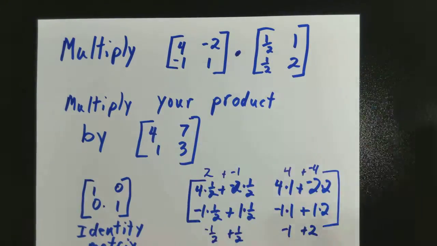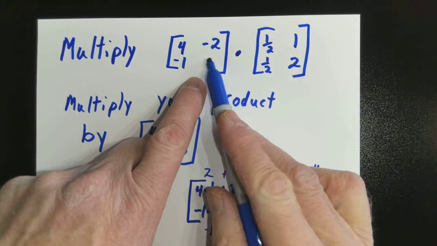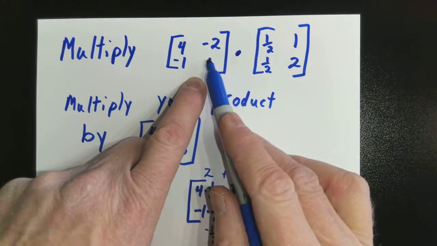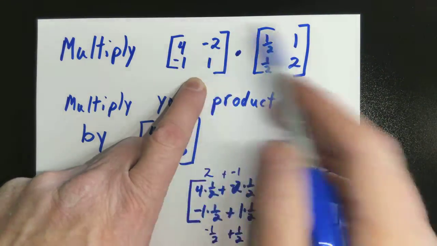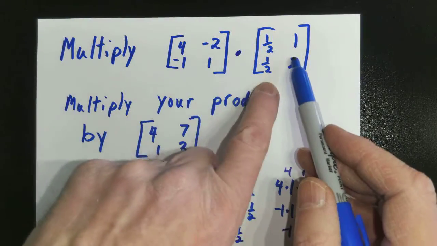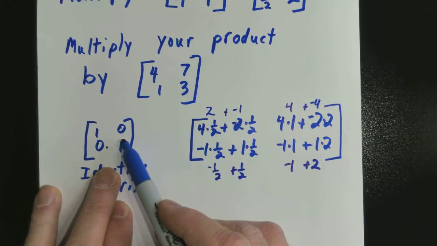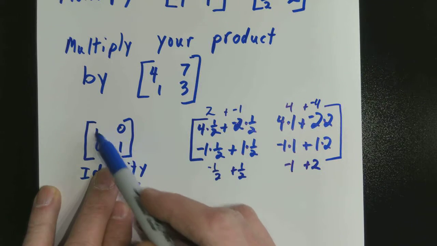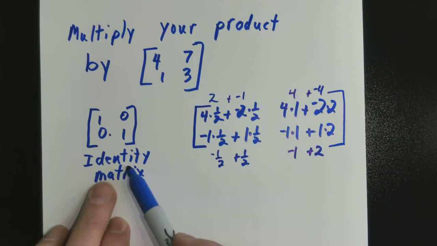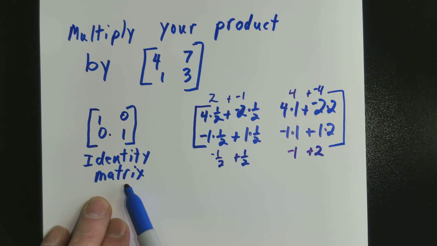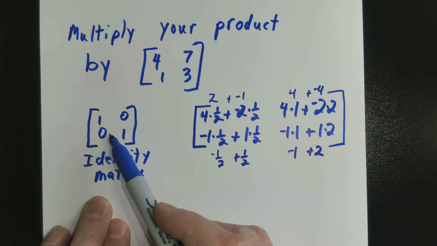Okay, so far, now the camera's going here. We multiplied these two together, 4 times negative 2. We multiplied this matrix times this matrix, and we got this matrix. And whenever you have the ones like this, the 1, 0, 0, 1, for the 2 by 2, that is called the identity matrix. So we've established that.